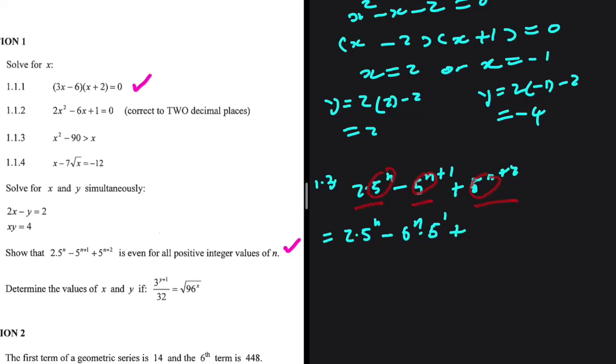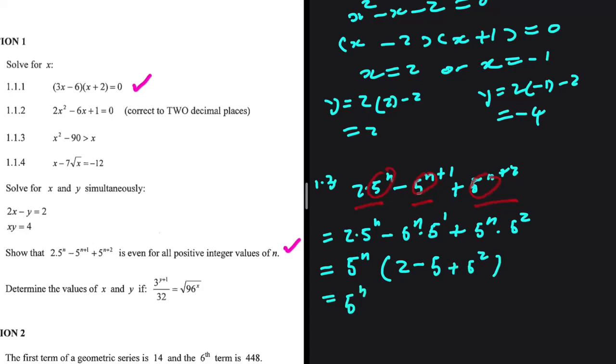Let's do the same for the last term. This will be 5ⁿ multiplied by 5 to the power 2. Right, so now we can take a common factor of 5 to the power n. As you can clearly see, we have 5 to the power n as a common factor. If I take 5 to the power n out of the first term, I'm left with 2. On the second term, I'm left with minus 5. And then on the third term, I'm left with plus 5 to the power 2.